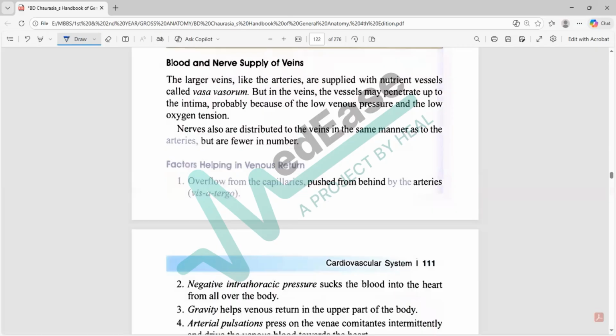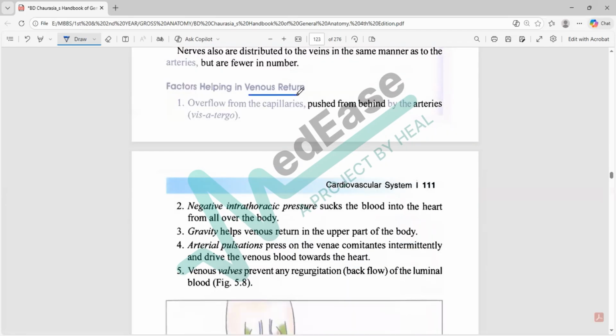Now let's move on to the blood vessels and nerve supply of the veins. Like the arteries, the larger veins are also supplied by blood vessels, which we know as vasa vasorum. Whereas for the nerves, we have the nervi vascularis as well. Now there are some factors which help venous return, because it is against gravity. We have the overflow from the capillaries. Another one is gravity, which favors it in some vessels only, like in the upper part of the body. Negative intrathoracic pressure is important for sucking the blood into the heart.